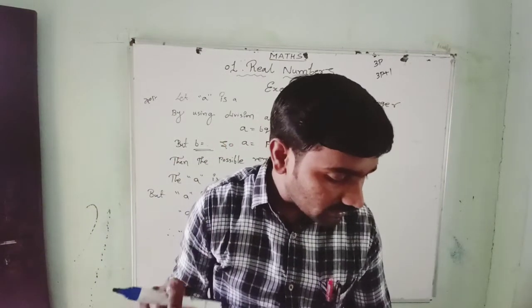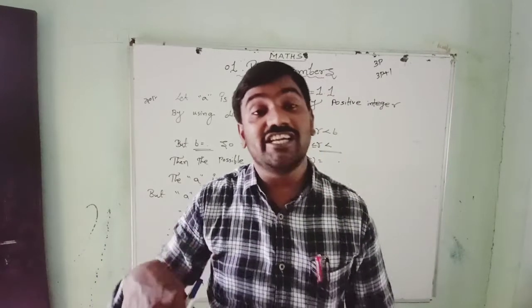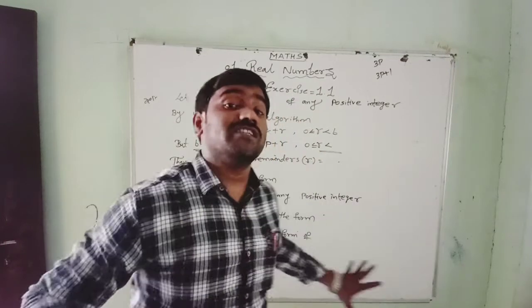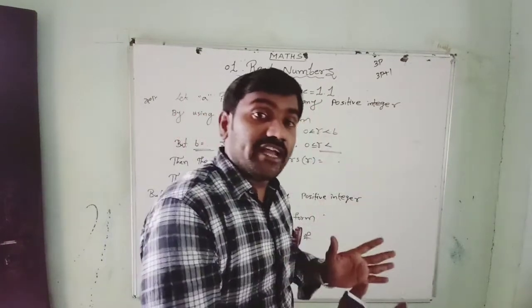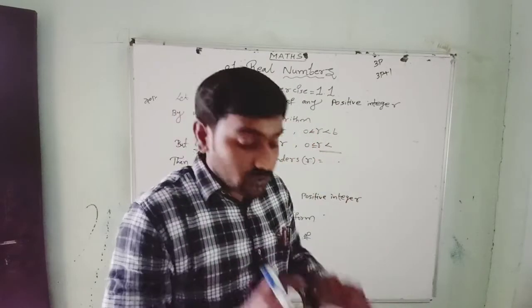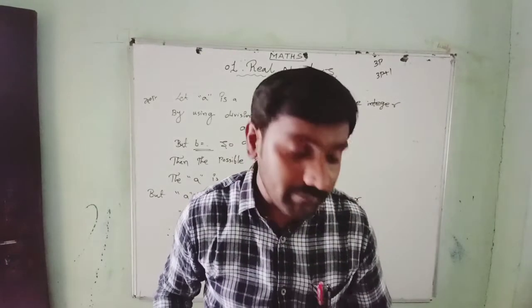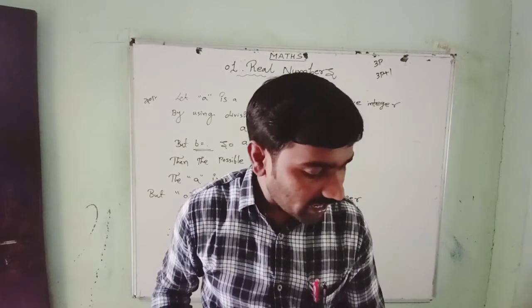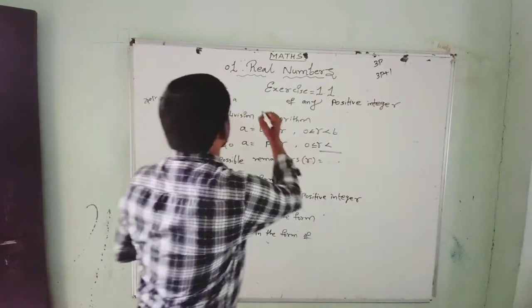Use the division algorithm to show that the cube of any positive integer. Here he said the cube of any positive integer will be in the form of 9m plus 0, 9m plus 1, or 9m plus 8. So here we say that the cube of any positive integer is in the form of 9m, 9m plus 1 or 9m plus 8. We have to show this.